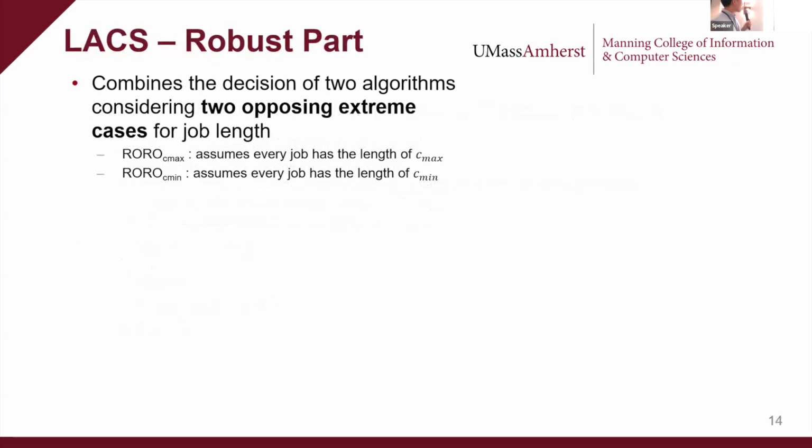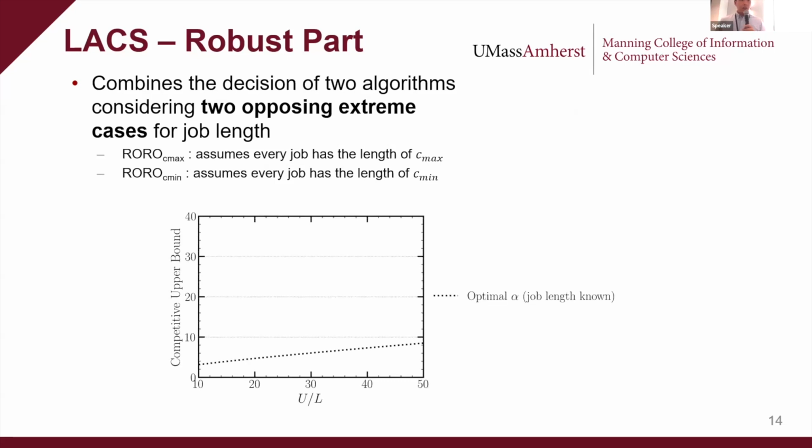So in this robust part, it's combining the decision of two algorithms, RoRo Cmax, which assumes every job has a maximal job length, and RoRo Cmin, which assumes the job length is minimal. And so in this first graph, the y-axis is the proven theoretical competitive ratio. So if the job length is known, this is the optimal alpha, or optimal competitive ratio, when the job length is known.